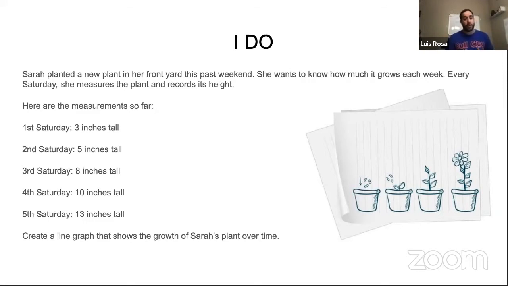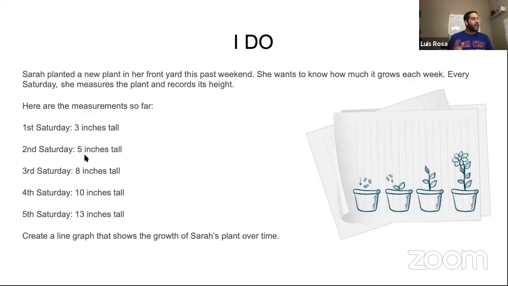So usually when plants grow, they grow upwards. So she's going to be measuring inches or feet eventually. Another thing that sticks out is that she's going to measure every Saturday. If I measure every Saturday, that means that I'm measuring weekly. So I know that my timetable is going to be every time I get data, it's going to be once a week. So here are the measurements so far.